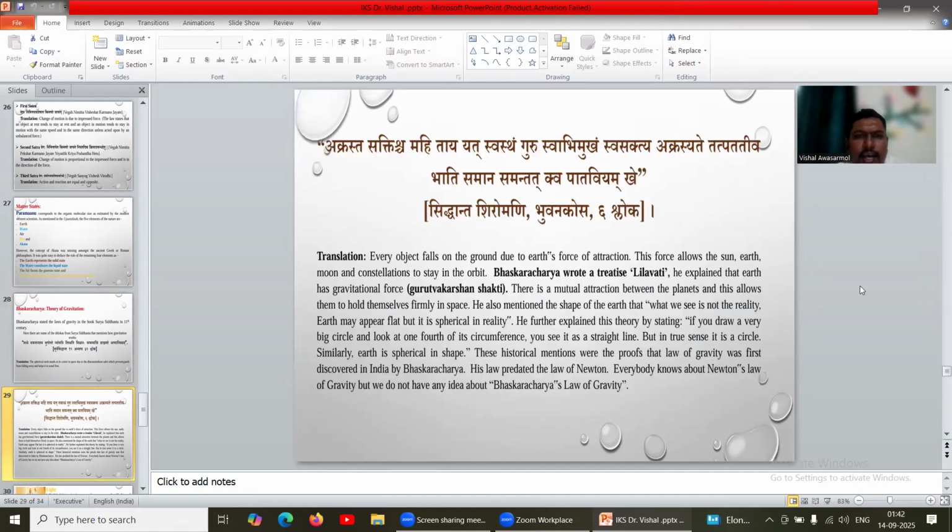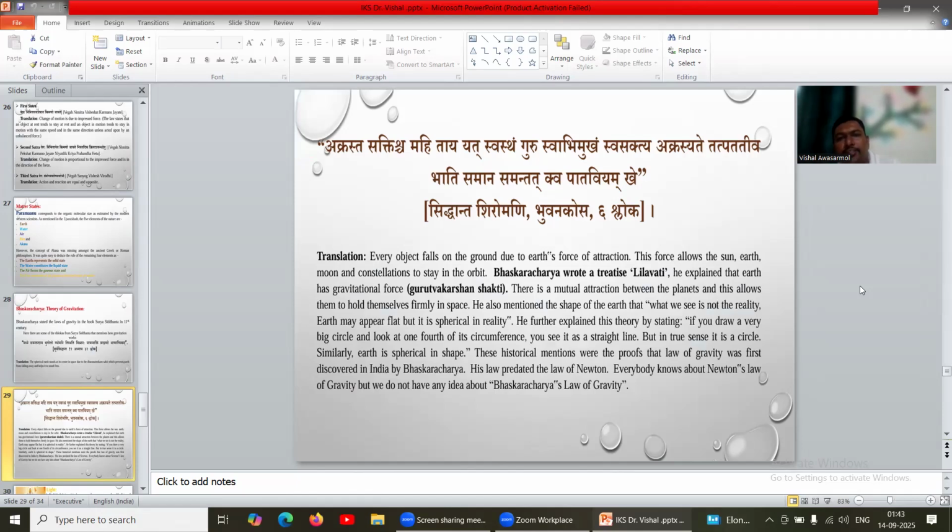In this slide, we see the next slok. It means that every object falls on the ground due to Earth's force of attraction. This force allows the sun, earth, moon, and constellations to stay in orbit.